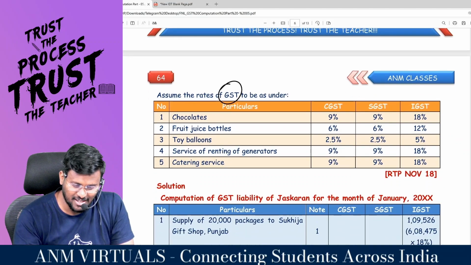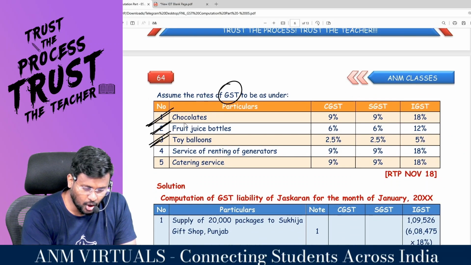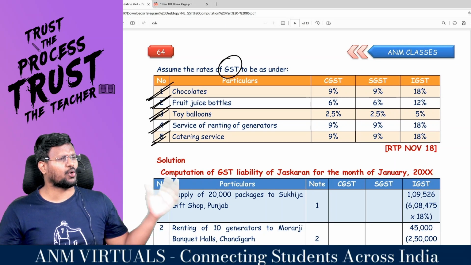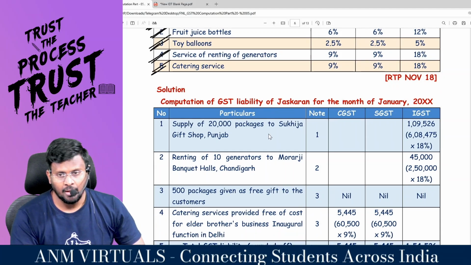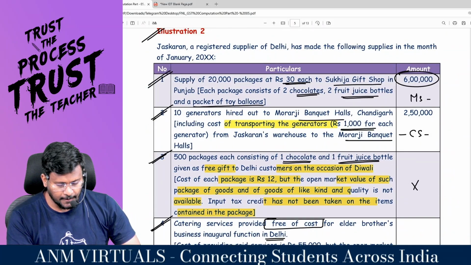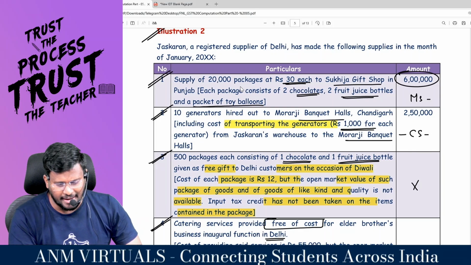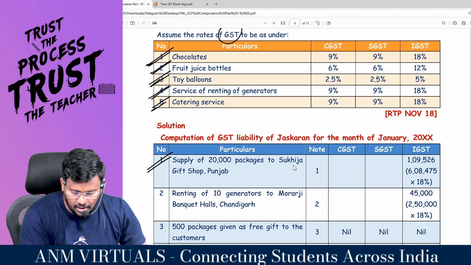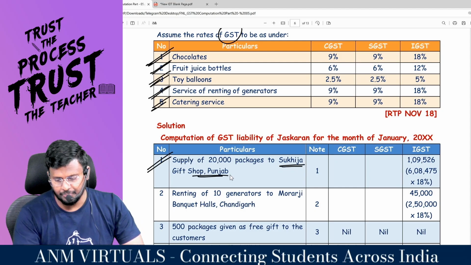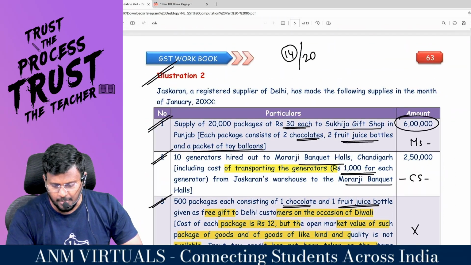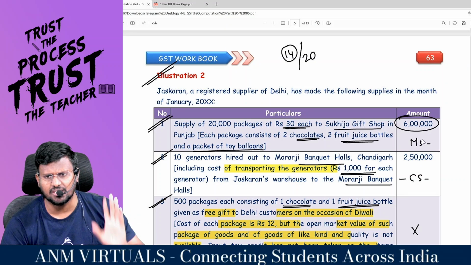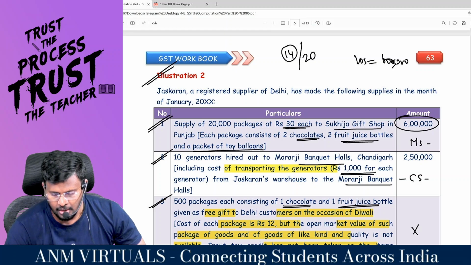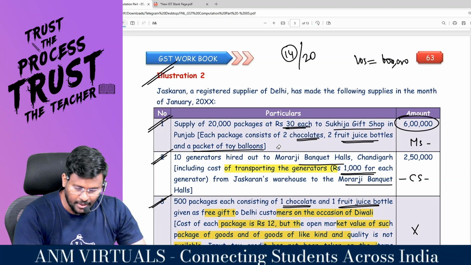Assume the rates of GST to be as under: chocolate, fruit juice bottle, toy balloon, service of renting of generator and catering services. Straightforward, small question, brilliant question. One by one. The first one: supply of 20,000 packages of 30 each, to gift shop, Punjab. The value of supply has been given. Is this a composite supply or mixed supply? Mixed supply. What is the value of supply? 6 lakh. For this, the highest rate has to be taken.